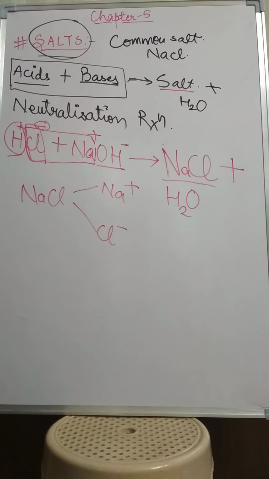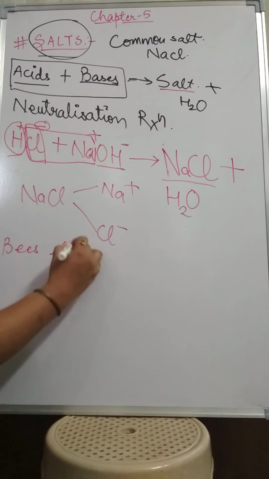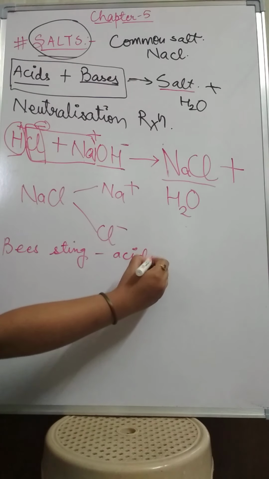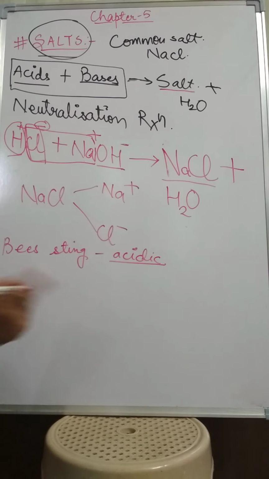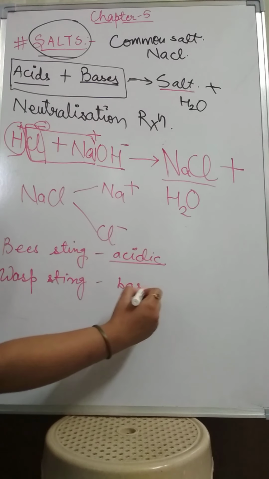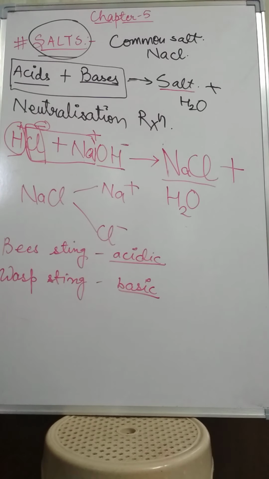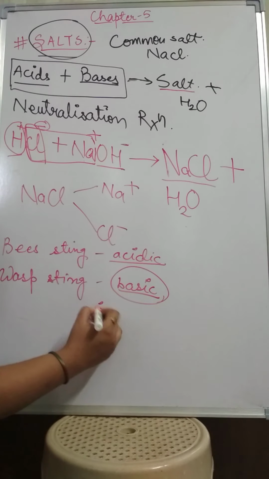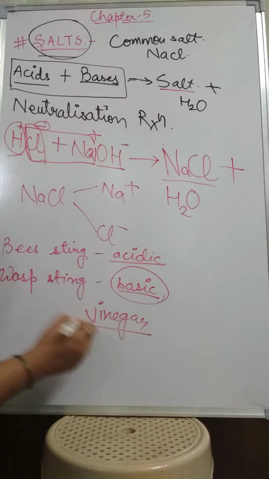On the other hand, when we were discussing the bee's sting, it is acidic, so we can apply a base to neutralize its effect. But a wasp sting is basic in nature, and this basic sting can be neutralized by applying vinegar. Vinegar has acid in it.